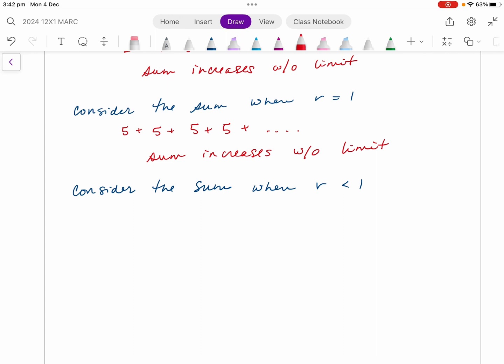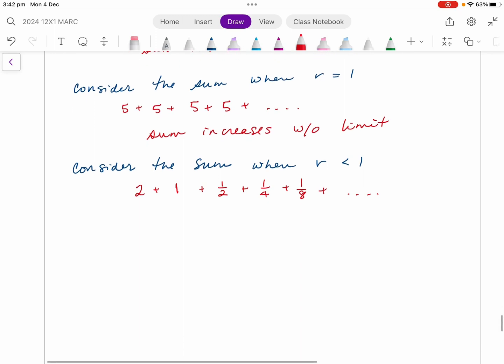So let's again pick something easy. 2 plus 1, half it, plus half of that, plus another half of that, plus, and you know that we're adding smaller and smaller and smaller values on. So therefore, we know that this is approaching a limit.